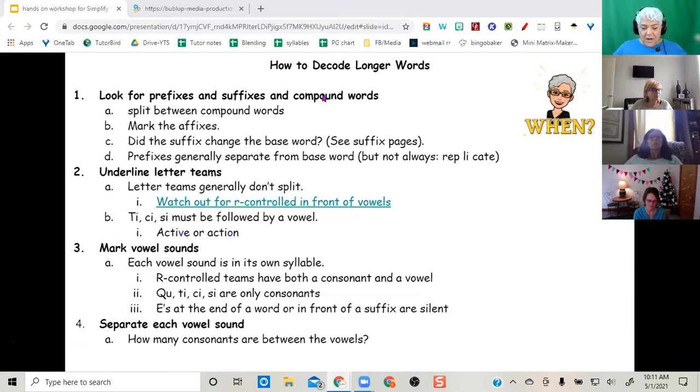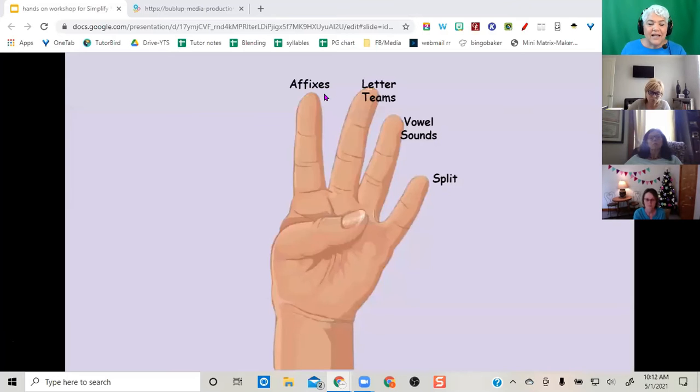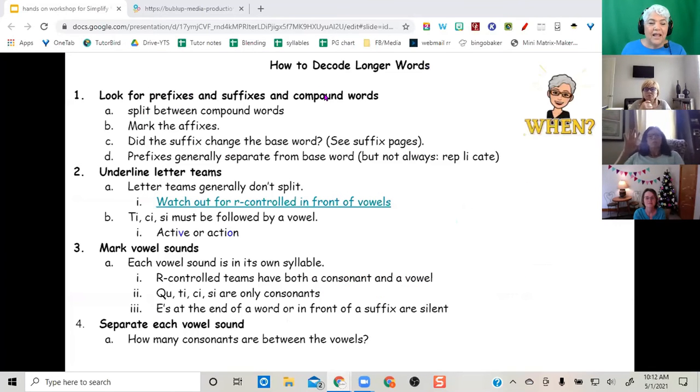The way I've tried to streamline it is I go through 4 steps, and I like to use my hands. Where's my visual on my hands? I like to use my hands. So we're going to start with our hands up. First step.